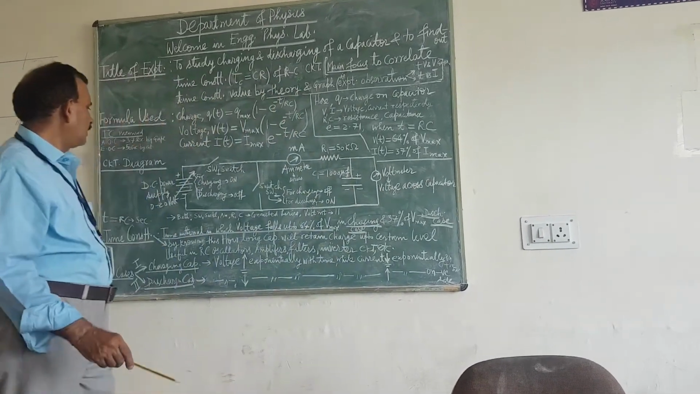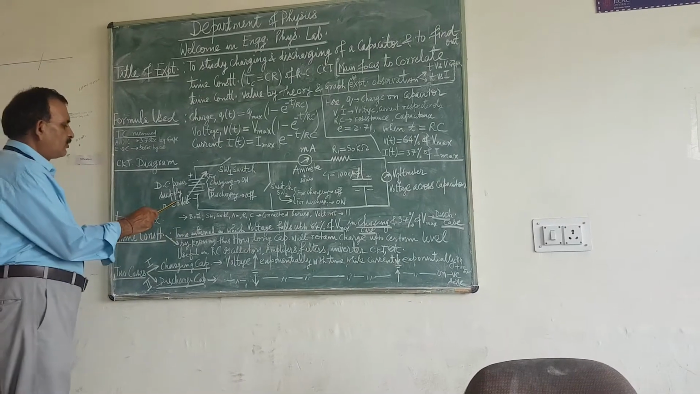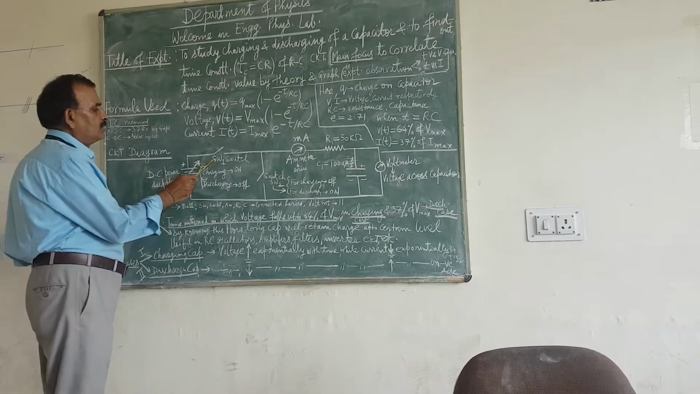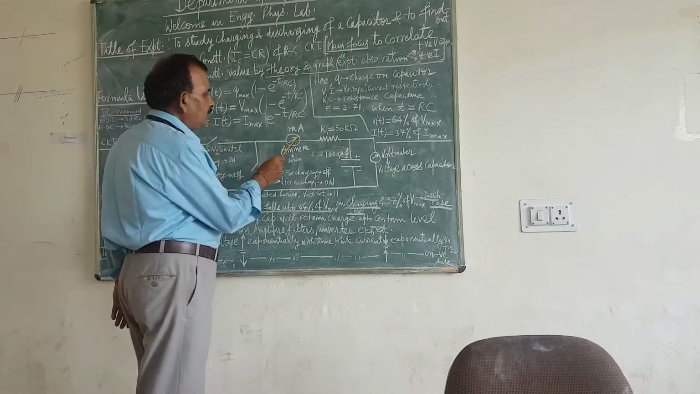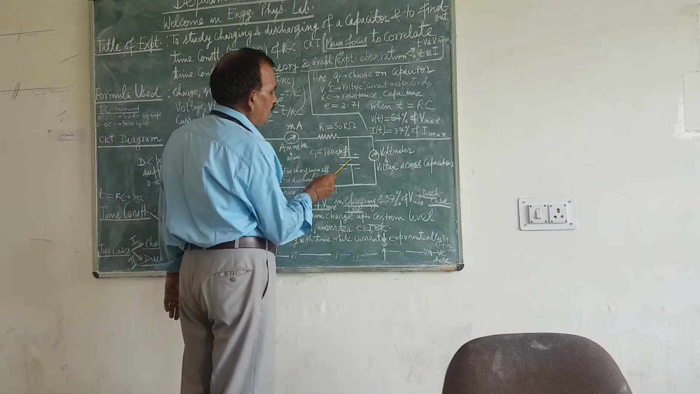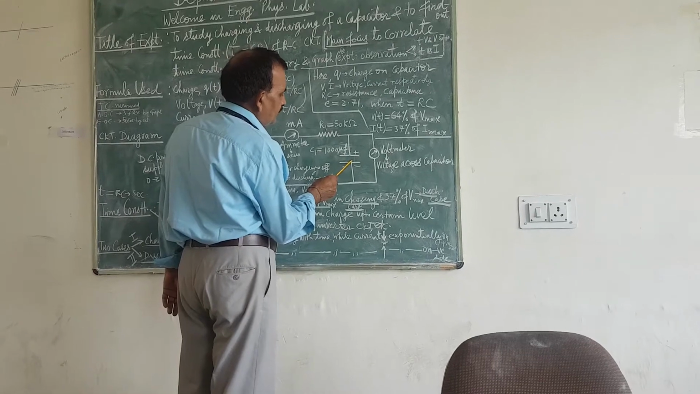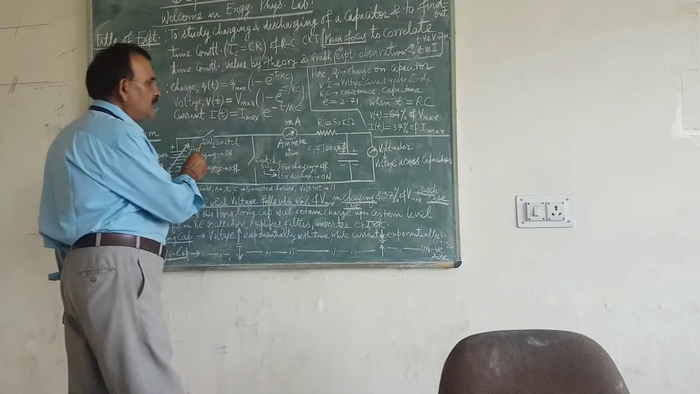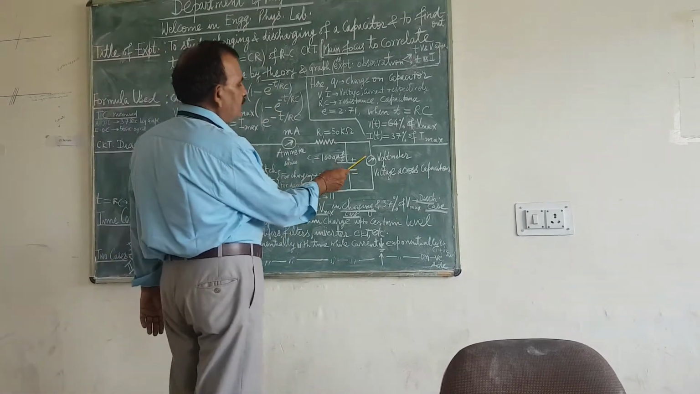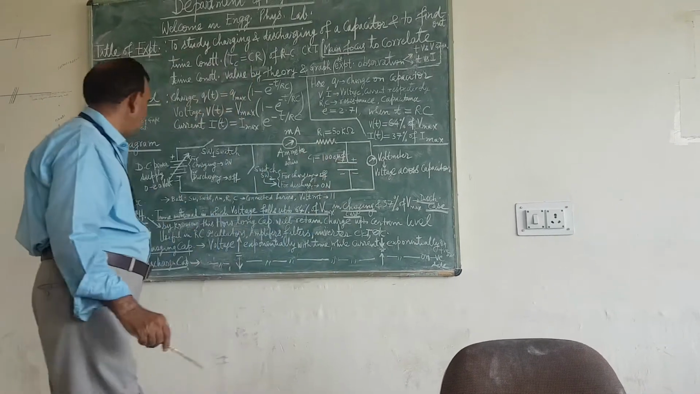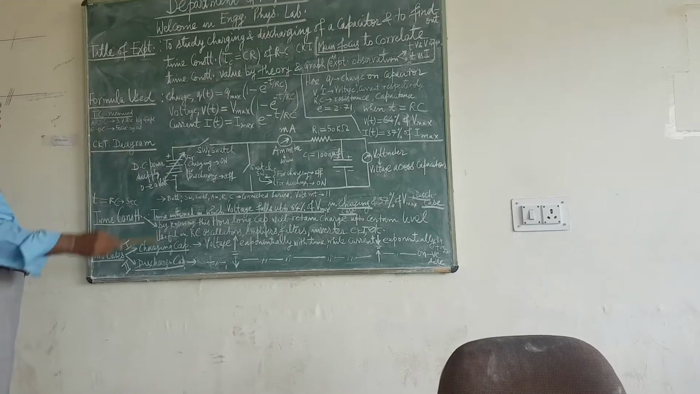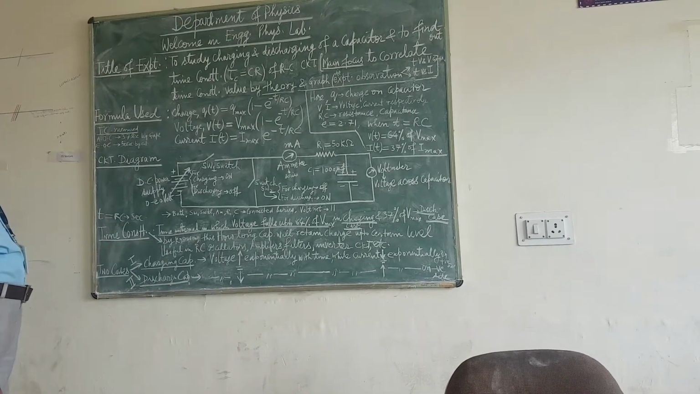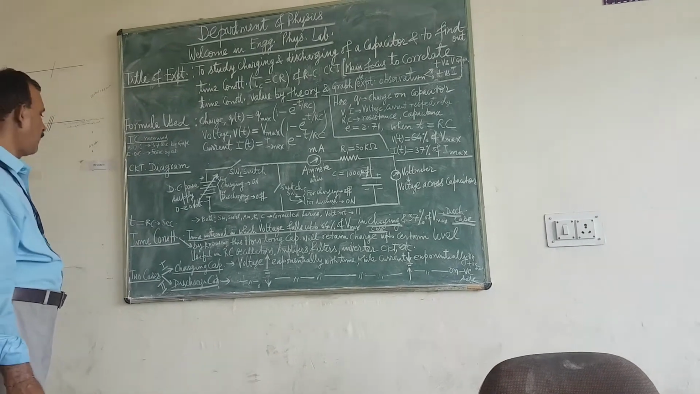So we are seeing here that the power supply, switch SW1, milliammeter, resistance and capacitance are connected in series, while the voltmeter is connected in parallel. So this is the circuit diagram for determination of the time constant of the RC circuit.